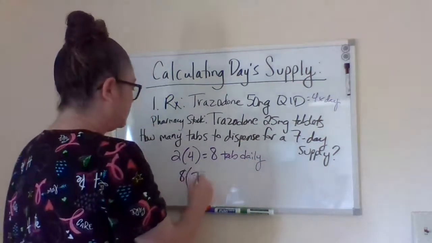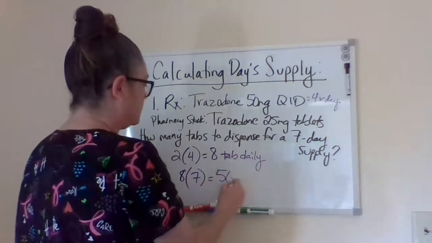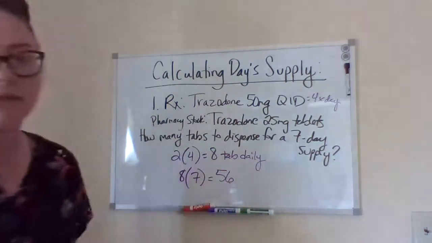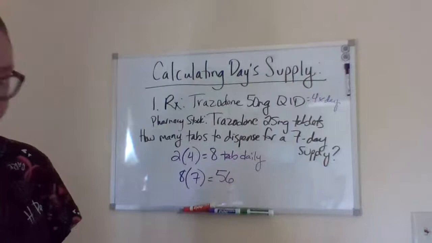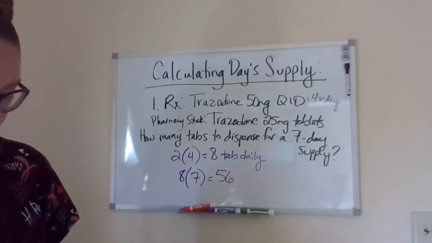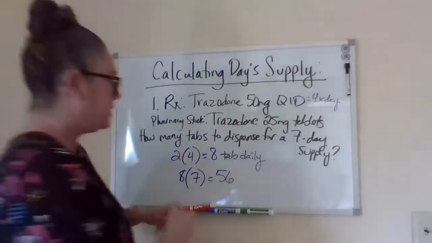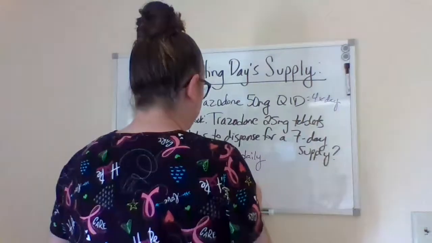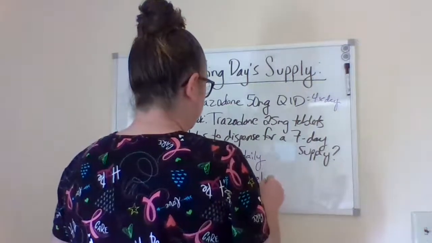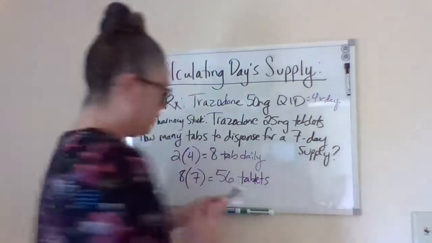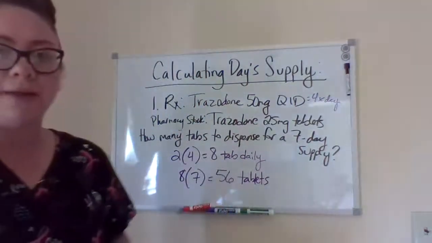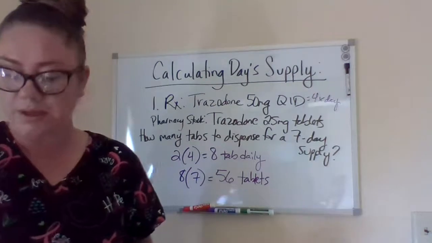So 8 times the 7 days should be 56 that they're dispensing. Okay, so a total of 56 tablets for a 7-day supply. Okay.